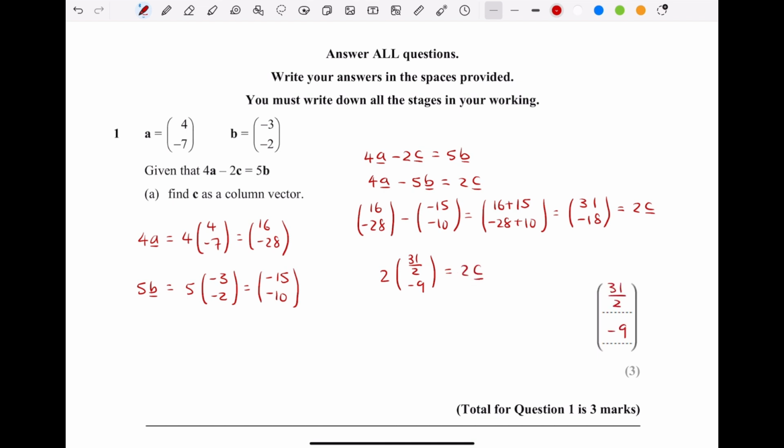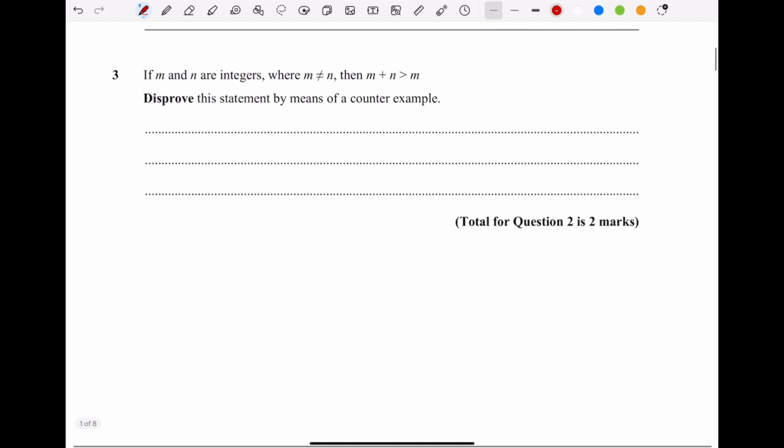Okay, so now let's have a look at the second question. In this question, it says, if m and n are integers, where m is not equal to n, then m plus n is greater than m. And we want to disprove this statement. So if we are going to disprove the statement, we can do so by providing a counterexample. So let's pick some numbers.